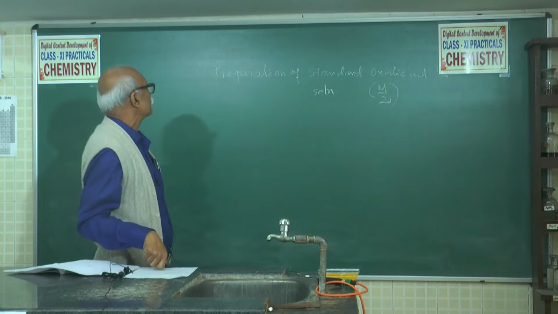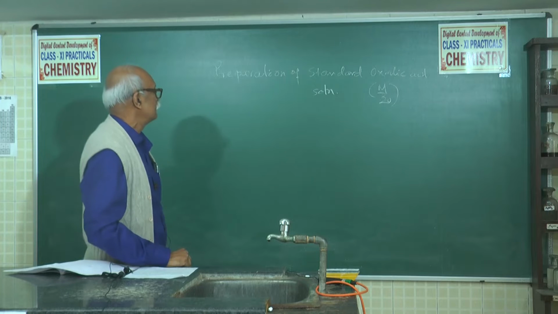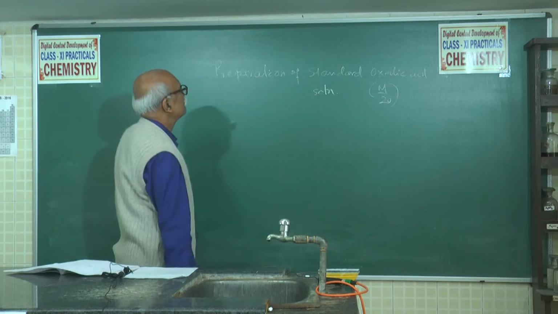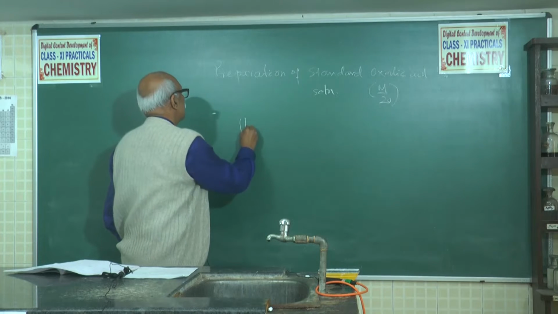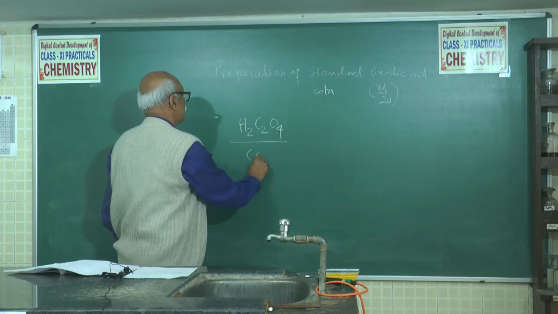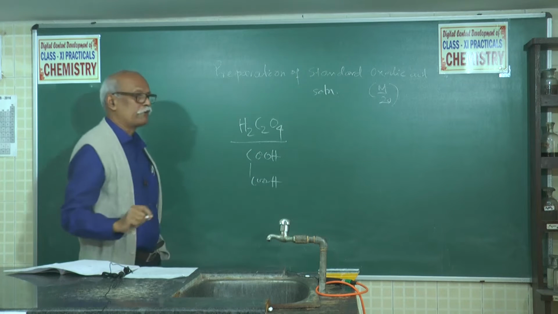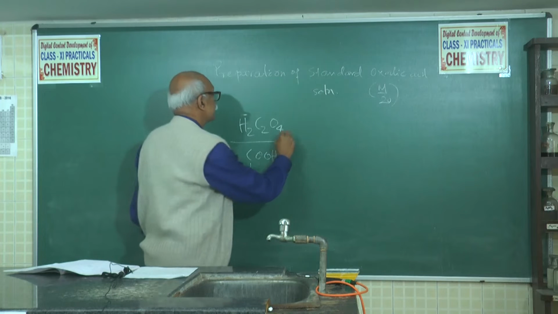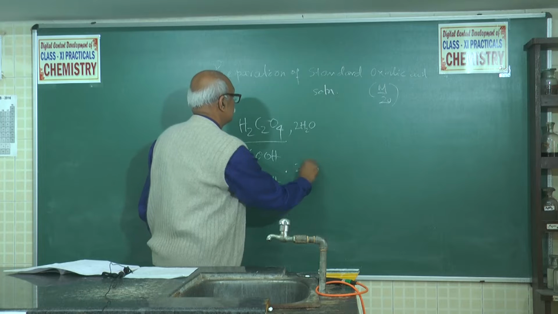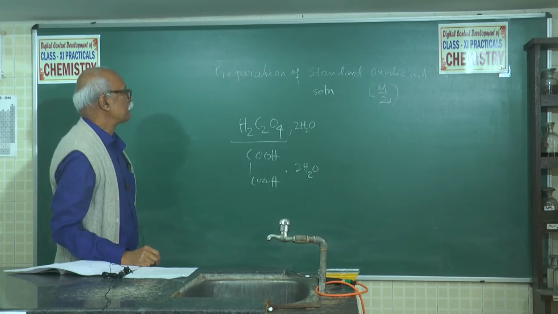In this session, we shall discuss the preparation of standard oxalic acid solution. Oxalic acid is a dibasic acid. The formula I have already known, that means you can simply write it like this: H2C2O4. Another formula form is the bonding form, and it contains 2 water of crystallization. So this is dihydrate. You can call it oxalic acid dihydrate.